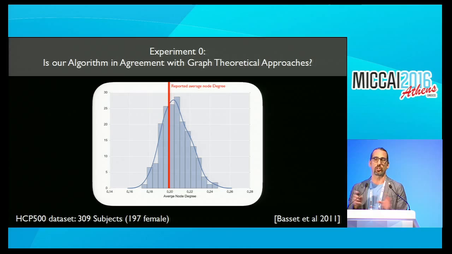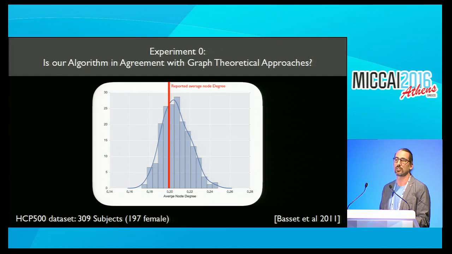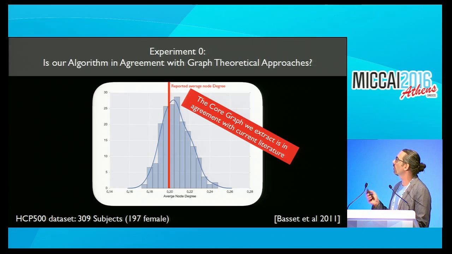This has been reported to be at 20% in general. And here what we see in the histogram of a large set of subjects, which was 300, of which more than half was female, is that we are between very, very close bounds of this number, which means that at least according to graph theoretical hypotheses that are currently in the area and results, we are in agreement with current literature.